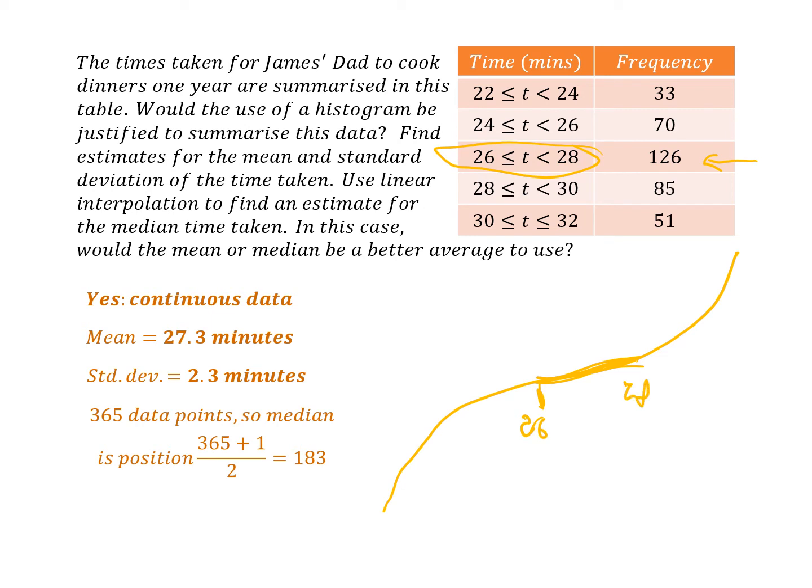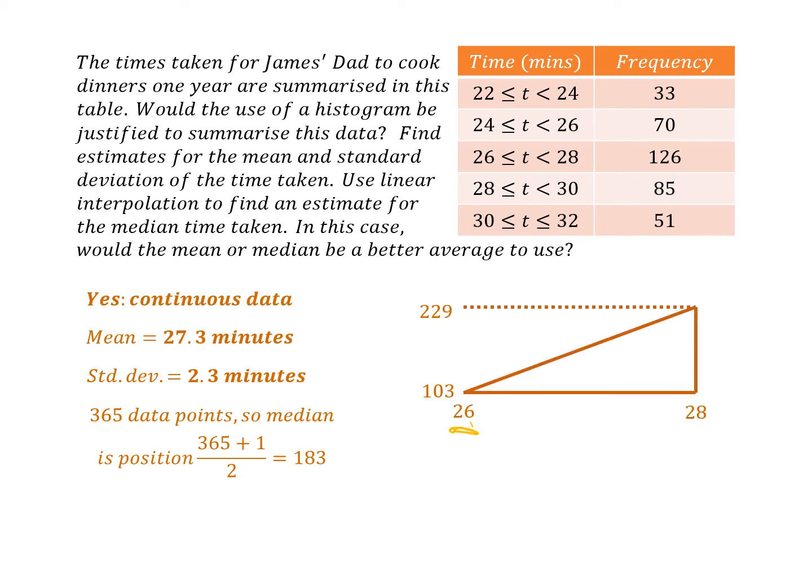So when I zoom in on that particular class on its own, I'm just looking at the 26 here to 28 there, and these figures are the cumulative frequencies. So 103 is those two numbers added together, 229 is those three numbers added together there. So that's the cumulative frequency chart, and the median is somewhere between these two numbers at position 183, or at least the median position is at 183. So the median itself would be here.